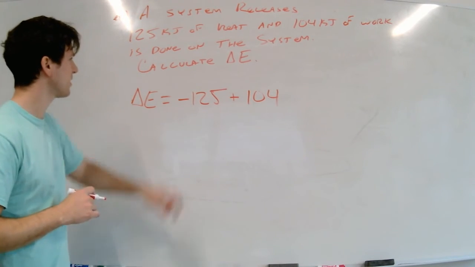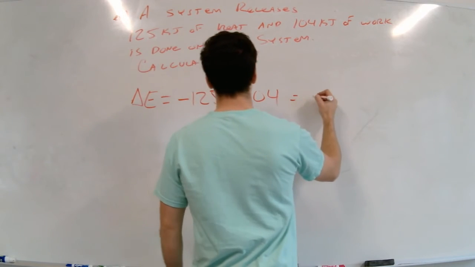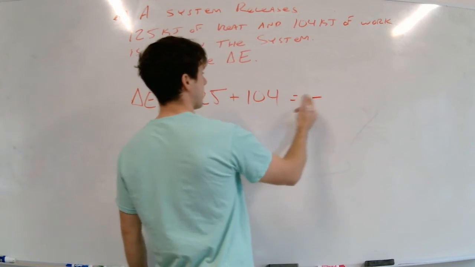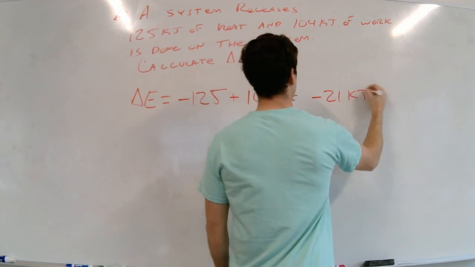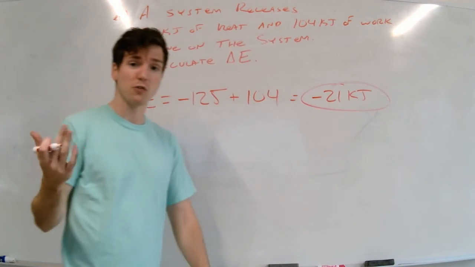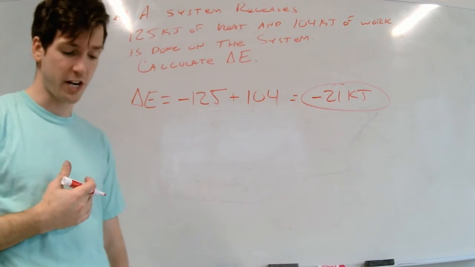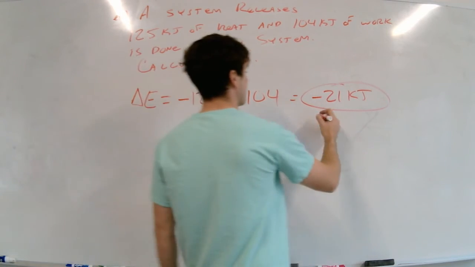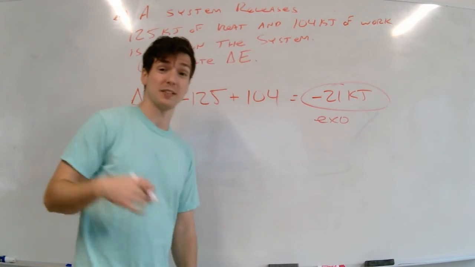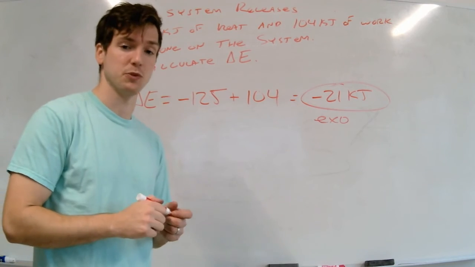We add these together, you should get negative, I can do math, 21 kilojoules. Okay? So overall in this total process, the energy change was negative 21 kilojoules. So this was exothermic. So the surroundings probably got hotter. A lot of energy was released.